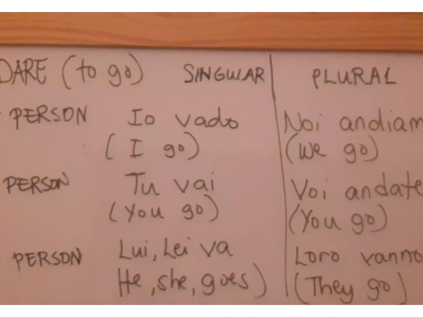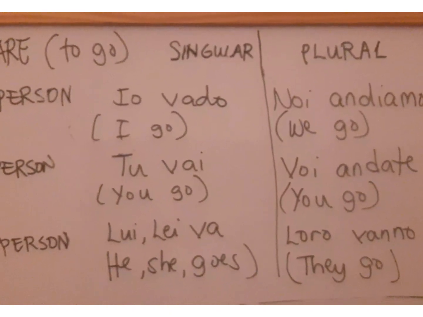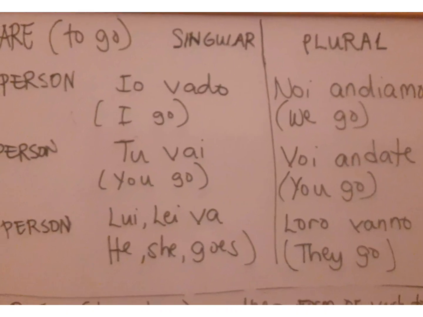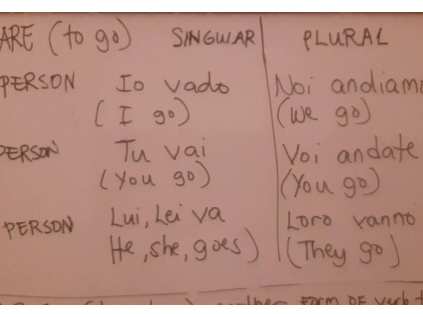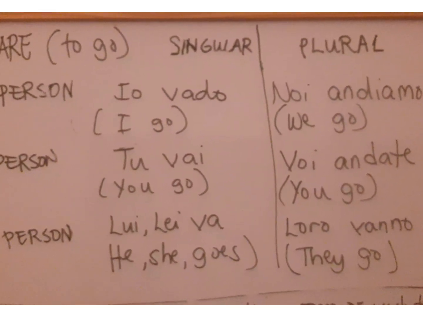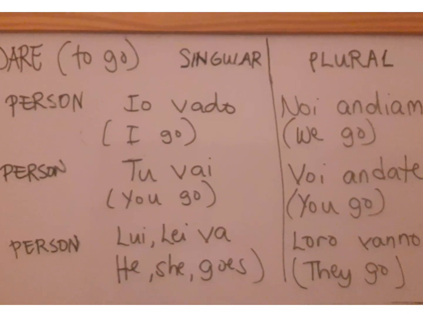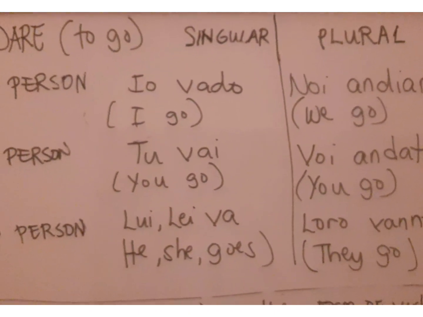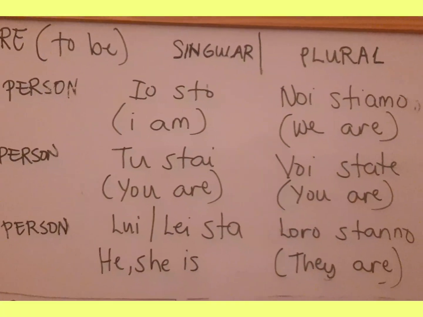Now let's try the irregular verb andare, to go. Andare. Io vado, I go. Tu vai, you go. Lui, lei va. He, she goes. Noi andiamo, we go. Voi andate, you go. Loro vanno, they go. Andare, to go. And now for the last one, let's try the irregular verb to be.